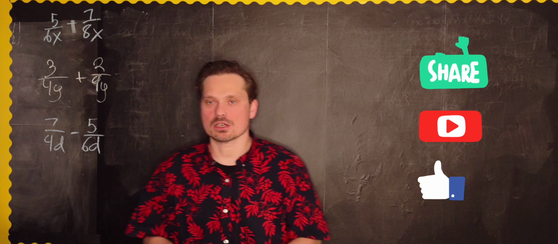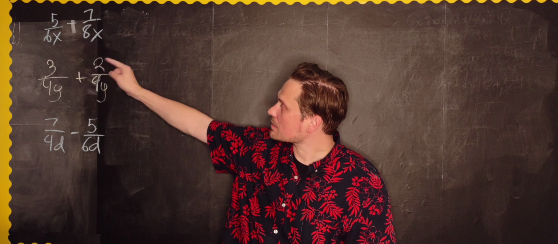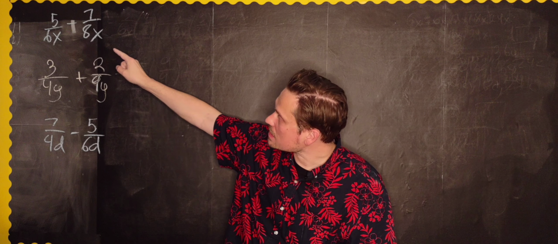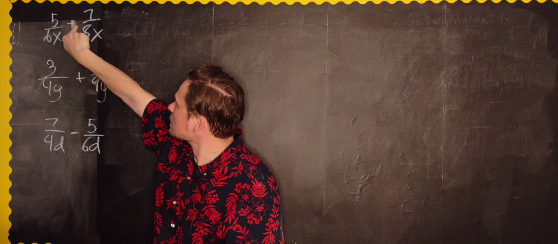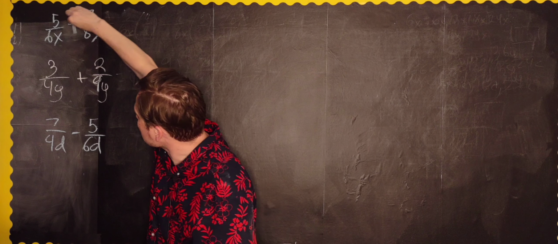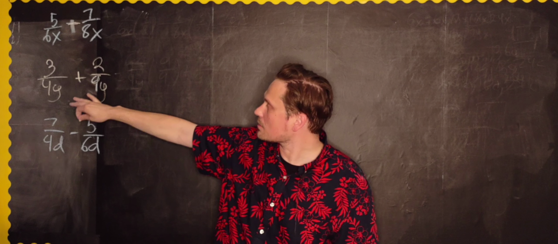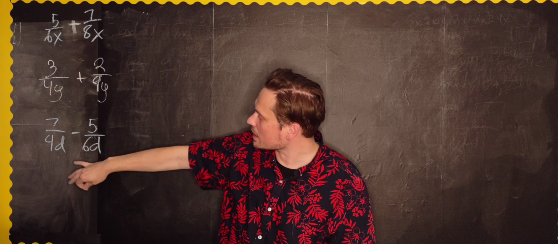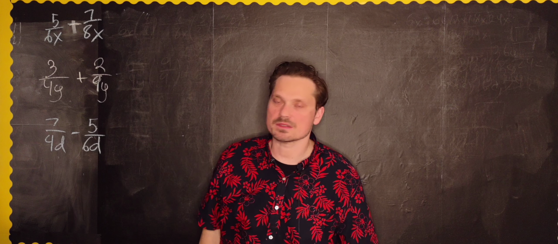Welcome friends, in this video I'm going to show you how to find the following: 5 over 6x minus 7 over 8x. It looks like a plus, but it's meant to be a minus here, okay? Be careful with that minus. Then 3 over 4y plus 2 over 9y, and then 7 over 4d minus 5 over 6d.